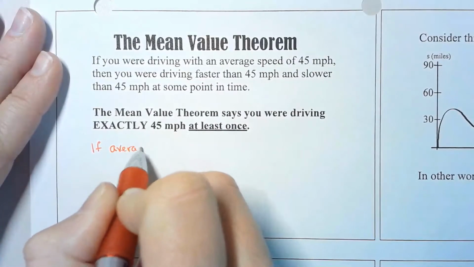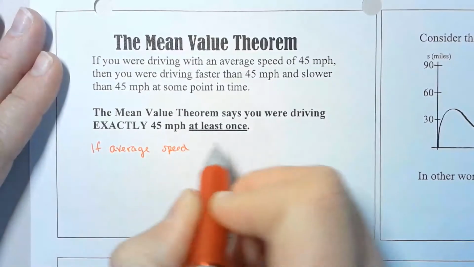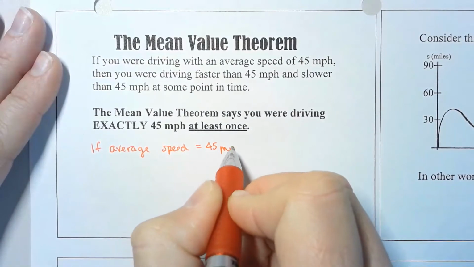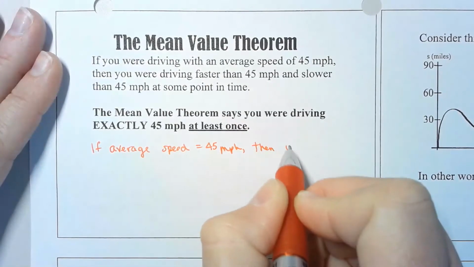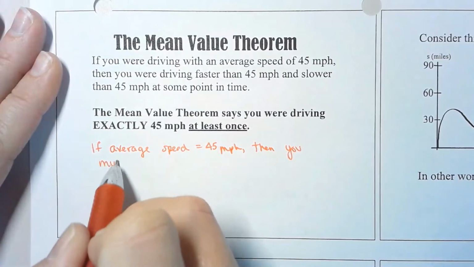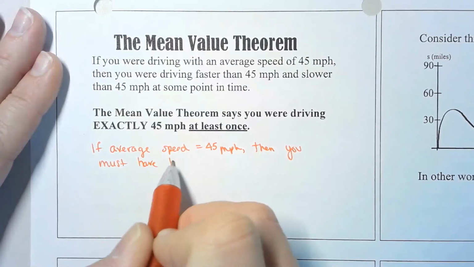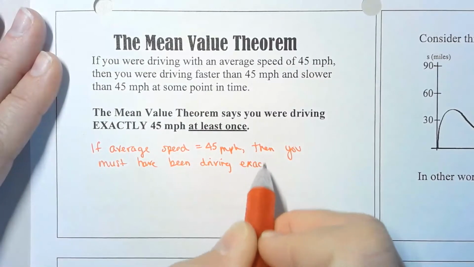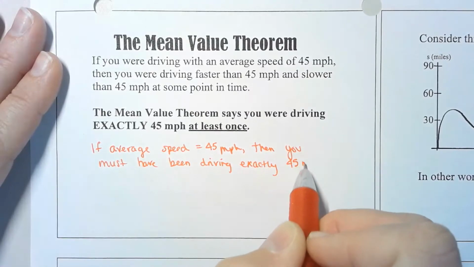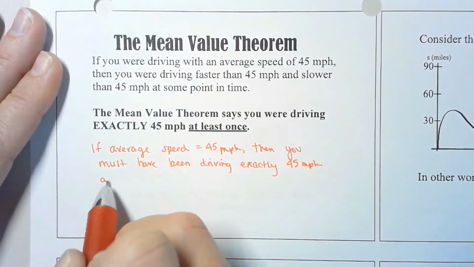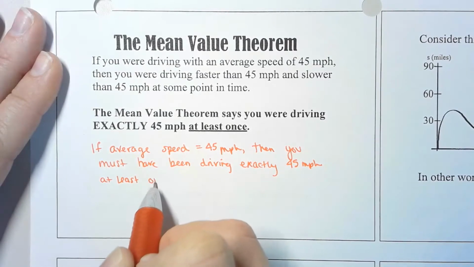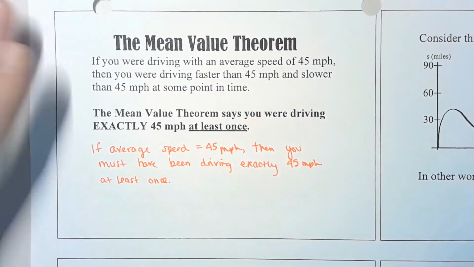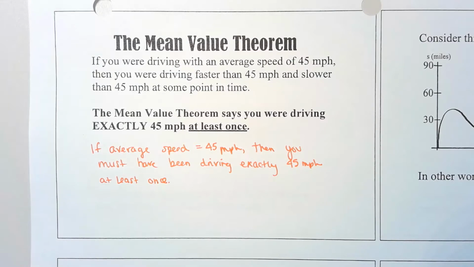If your average speed equals 45 miles per hour, then you must have been driving exactly 45 miles per hour at least one point in time. That's, in a nutshell, what the mean value theorem is saying, okay? Let's look at that graphically.